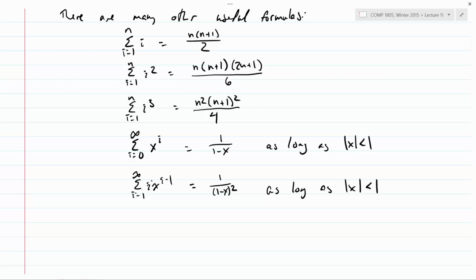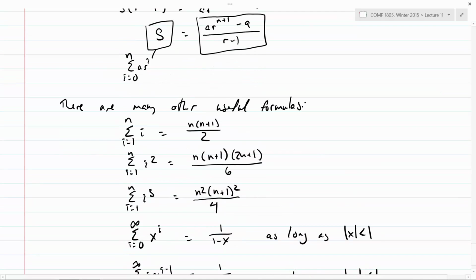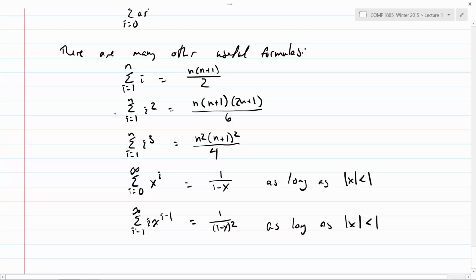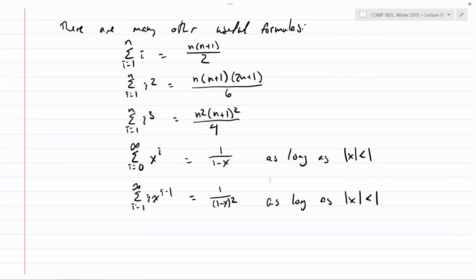The last two are more complicated than we need for this course. I would definitely suggest that you memorize the geometric series one and at least the first two here. You'll need those. If you don't want to memorize them, learn how to derive them on your own. All right, so let's derive the first one.